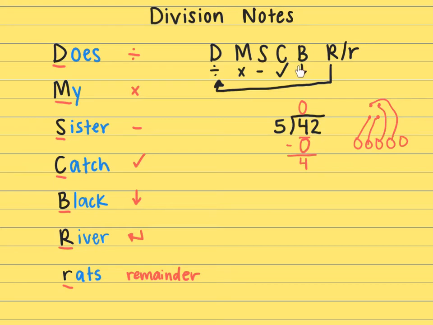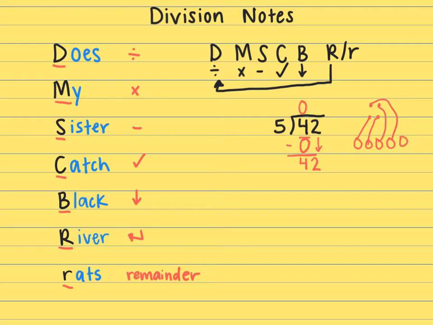The next step is to bring down. So I'm going to bring down this 2 because we haven't used it yet. So I'm going to bring it down and I'm going to put it right here. So now we're back to 42. Then the next step is to repeat. So I need to go all the way back and divide once again. So now I take 42 divided by 5. And this time I know it's going to work.